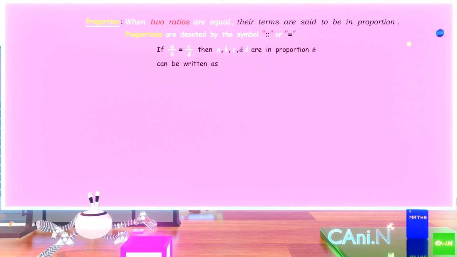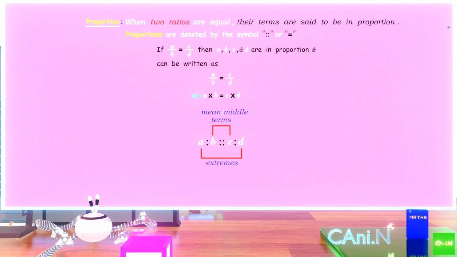Proportion. When two ratios are equal, their terms are said to be in proportion. Proportions are denoted by the symbol. If A by B equals C by D, then A, B, C, and D are in proportion and can be written as A into D equals B into C. Therefore, product of extremes equals product of means.